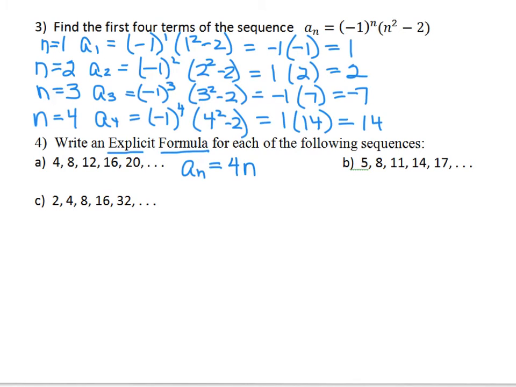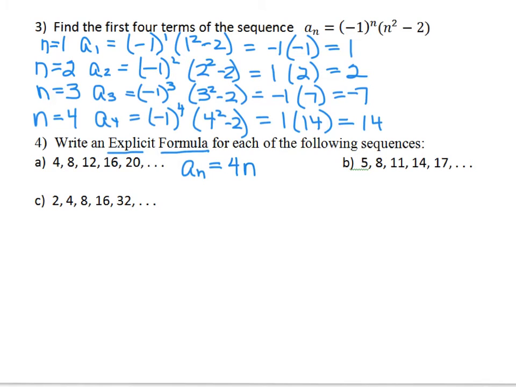My second term, 4 times 2. 4 times 3, and so on. So this was a pretty easy explicit formula to write down. And again, notice that an explicit formula has to be in terms of the variable n. Let's look at part B.